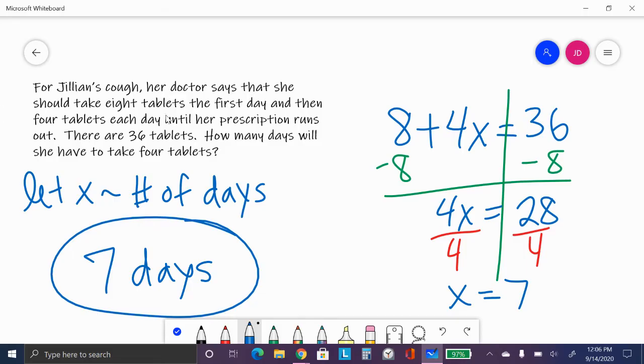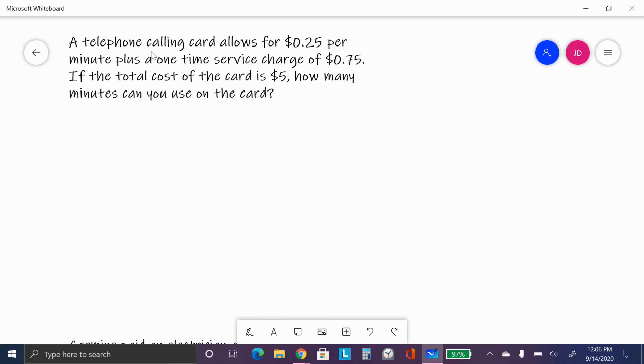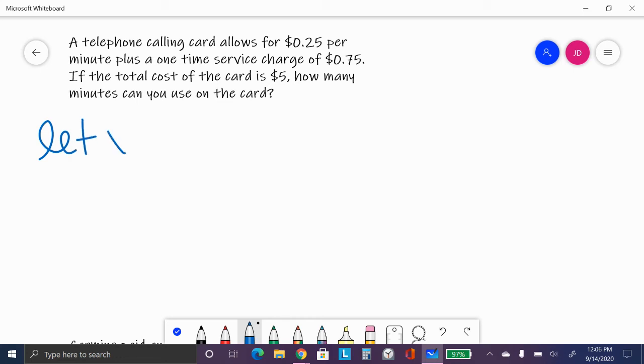All right. Let's take a look at another. Ooh, okay. This one has some decimals. Not bad. Okay, so a telephone calling card allows 25 cents per minute plus a one-time service charge of 75 cents. If the total cost is $5, how many minutes can you use on the card? All right, so again, X, we're going to let that be the number of minutes. And we're going to create my equation. 25 cents per minute. So you got to be careful there.